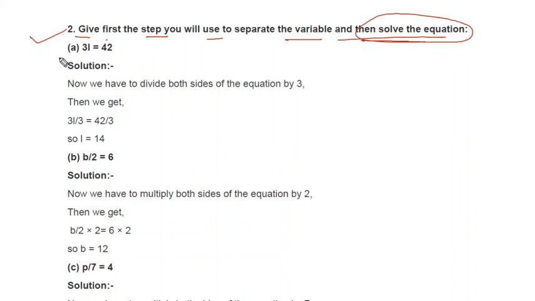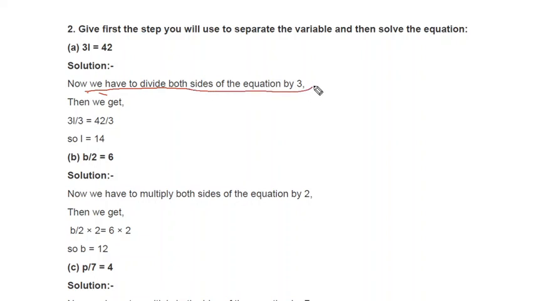We'll take the first one, 3i equal to 42. That means 3i is 3 into i, yeah? 3i equal to 42. Now here what we will do: this 3 is creating a problem for us. If we divide by 3 here, then the 3 will be cancelled. So what we will do? We will divide by 3 on both sides. So we have to divide both sides of the equation by 3.